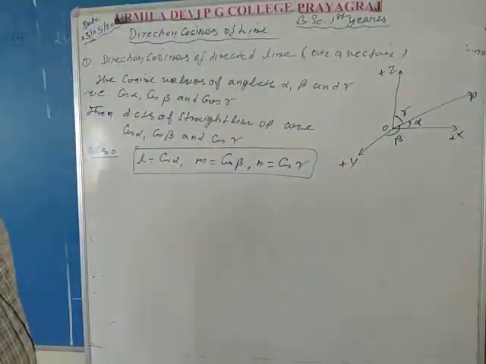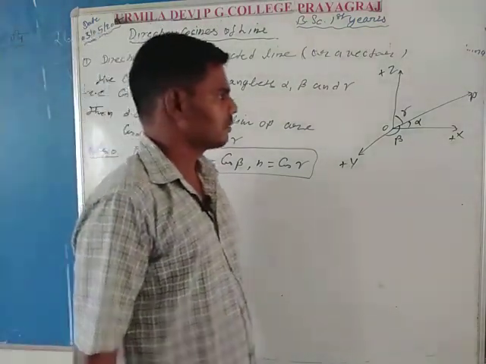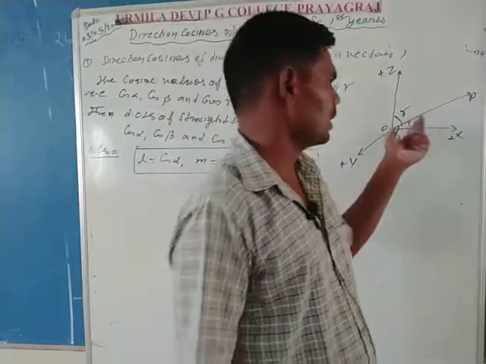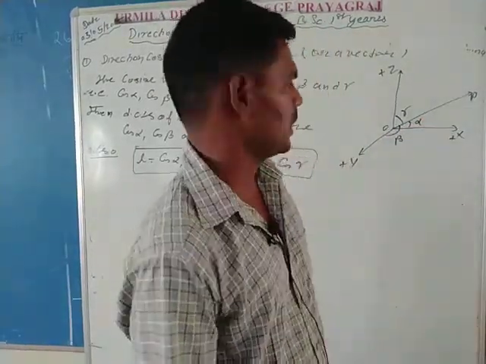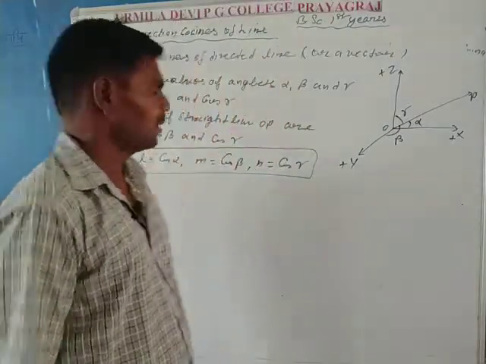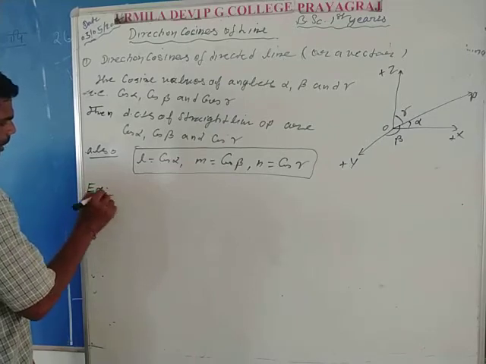So cos alpha, cos beta, and cos gamma, where alpha, beta, gamma are the angles which the given straight line makes with the positive x-axis, y-axis, and z-axis respectively. I want to consider some examples which depend on this.